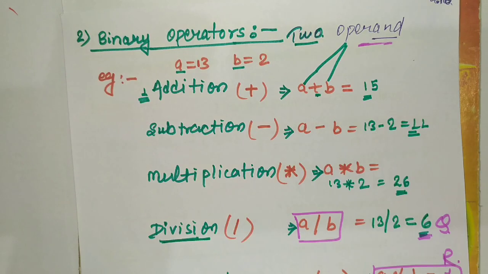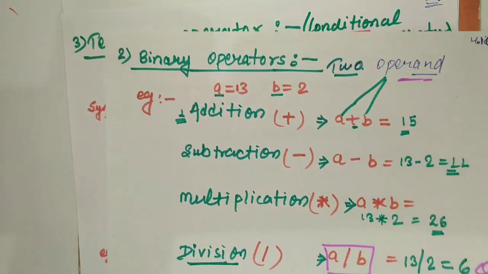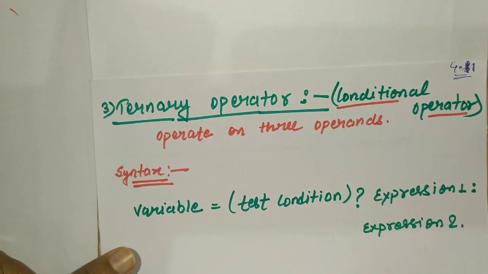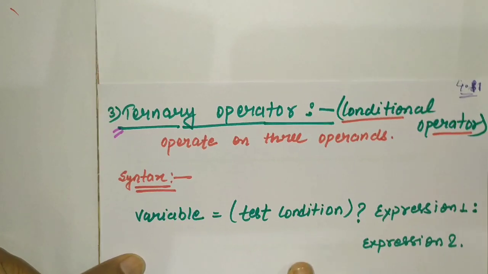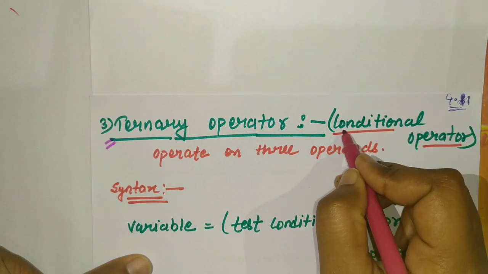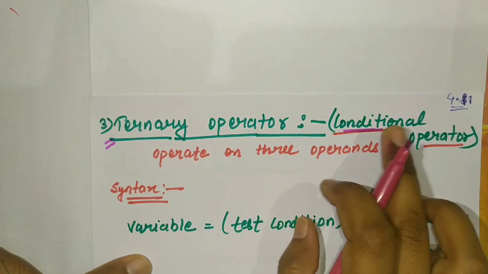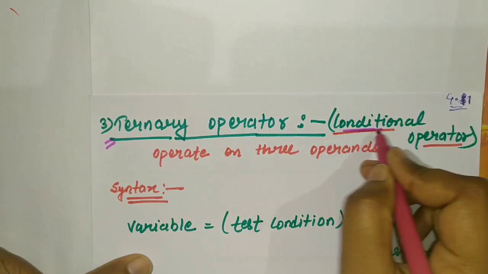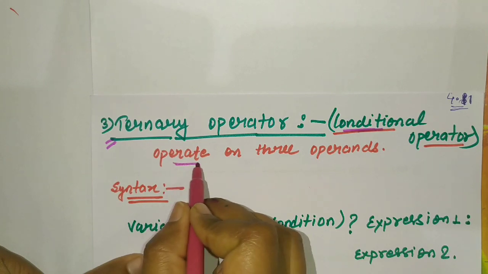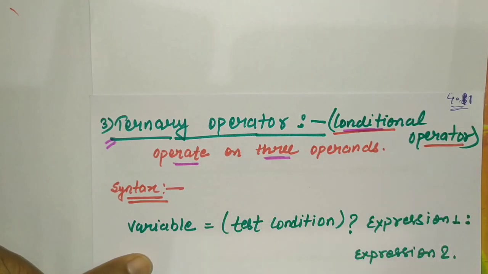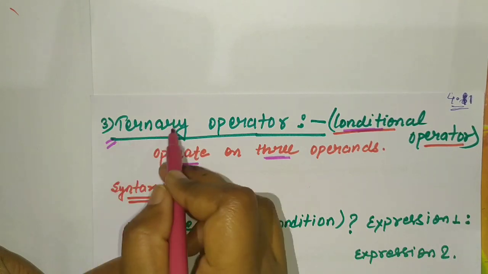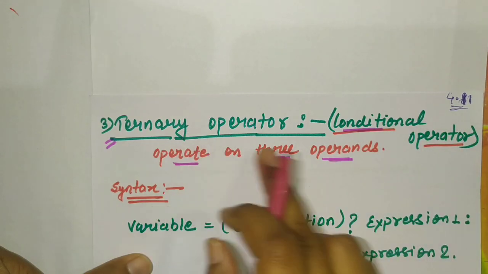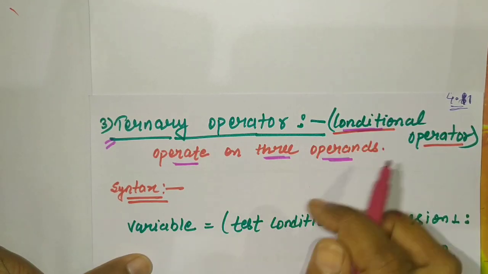It works between two operands. Let's see the third type of operator, that is the ternary operator. The ternary operator is also called a conditional operator, that means it is based on a condition. It operates on three operands. In the previous video I already discussed the ternary operator. Unary takes one operand, binary takes two operands, ternary takes three operands, that means three variables.